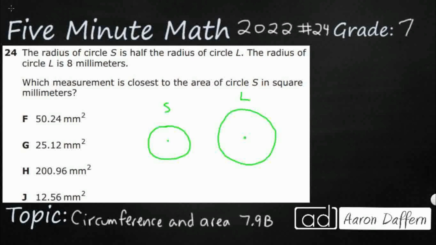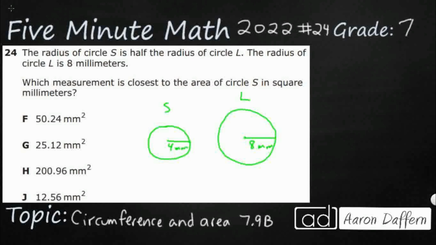So let's label the radius of circle S. I'm going to call that the radius. It's the measurement from the center of the circle over to the side. Didn't quite get it half, but let's just pretend it is. The radius of circle L is 8 millimeters. So the radius of circle S is half of that, so let's get 4 millimeters.